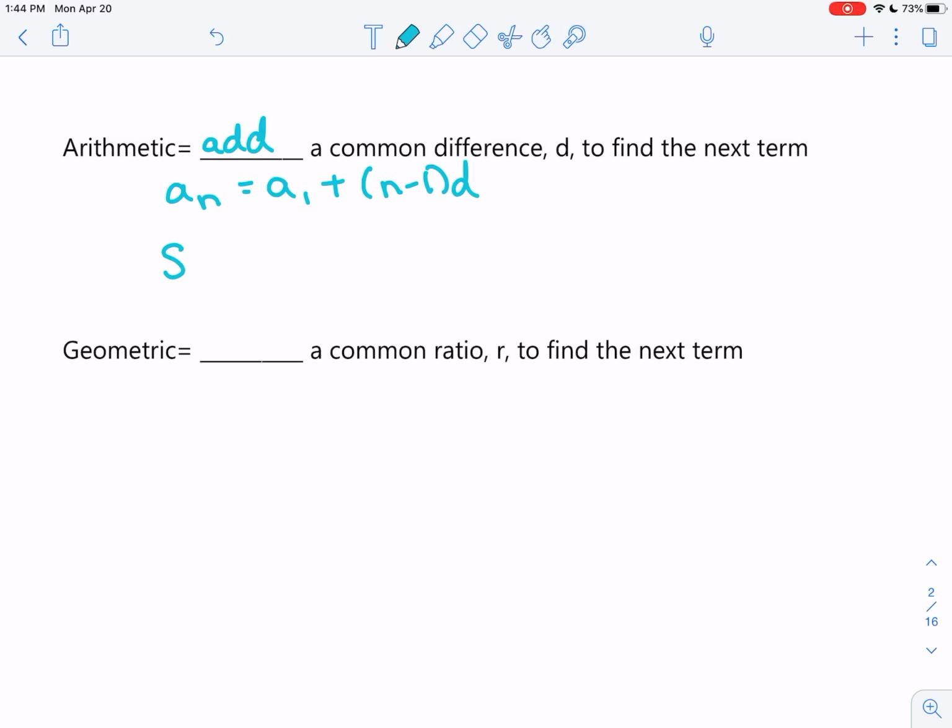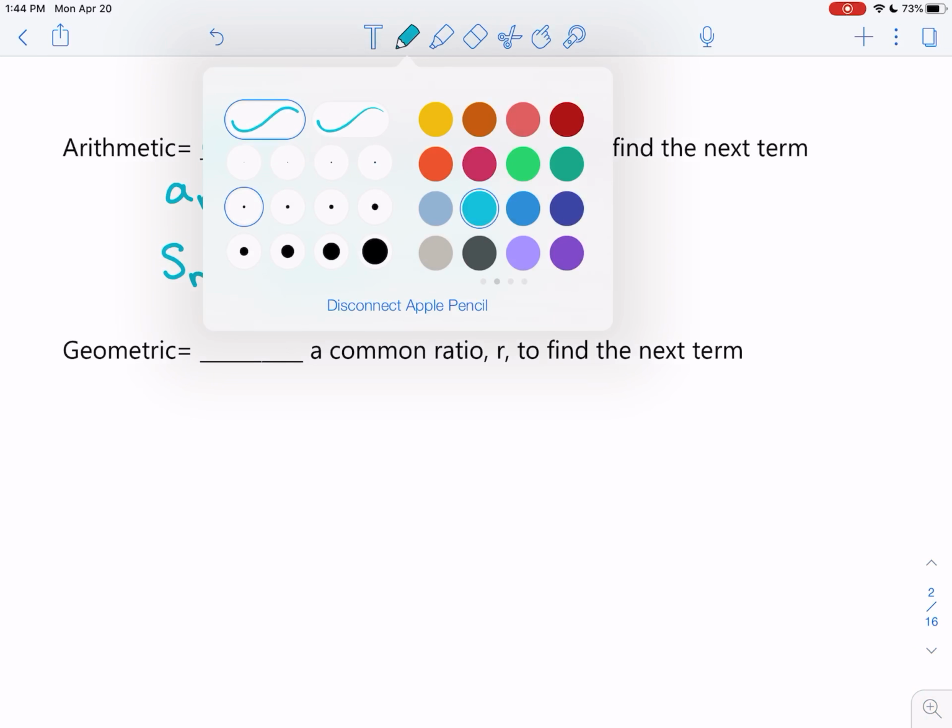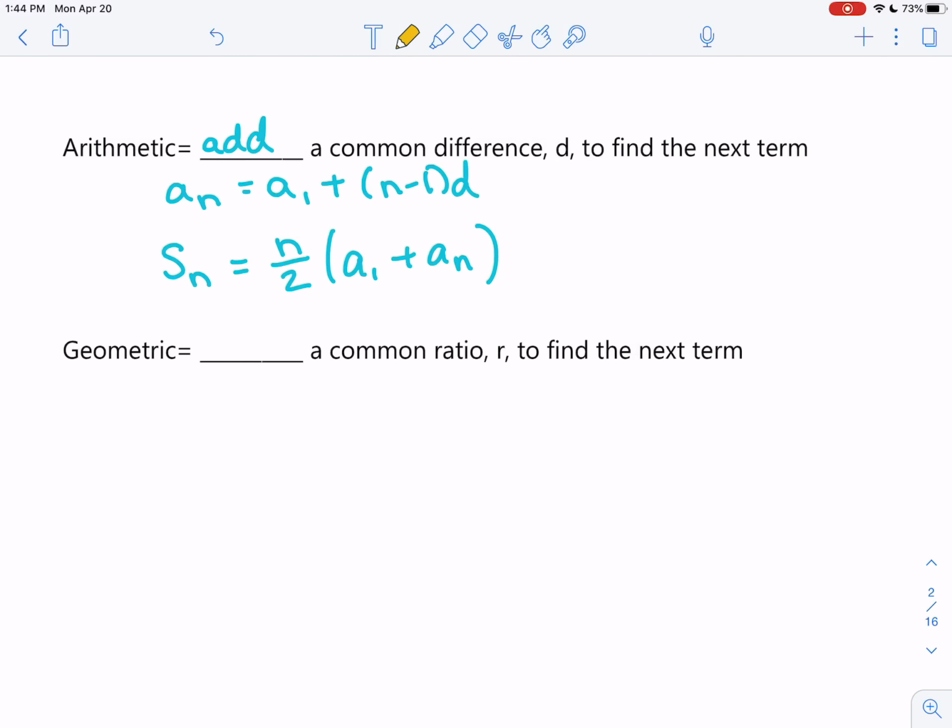We also found, thanks to Gauss, that if I want to sum up the first n terms, I figure out how many pairs I have, so I take n divided by 2 times the first term plus the nth term, okay? So that was when Gauss took like 1 plus 2 plus 3 all the way to 100, okay? Remember that arithmetic sequences are very analogous to linear functions.